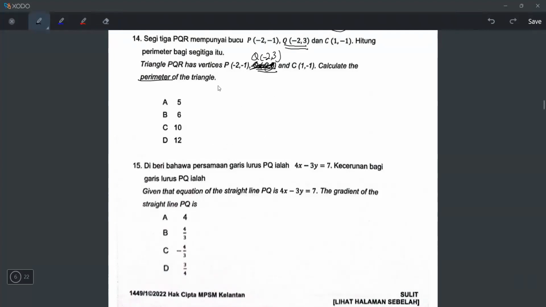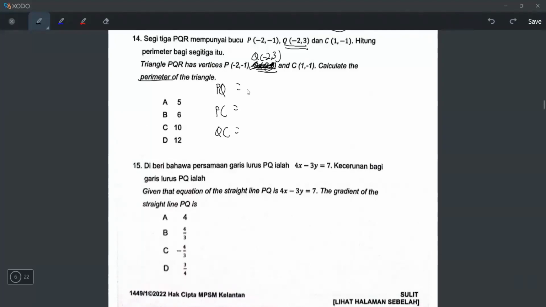It means we have to find the distance of PQ, and then the distance of PC, and then the distance of QC. Because we all know this triangle consists of PQ and C, right? So I need this line, this line, this line. That's why I find PQ first, and then PC, and then QC. Then only I can add all the answers lah.